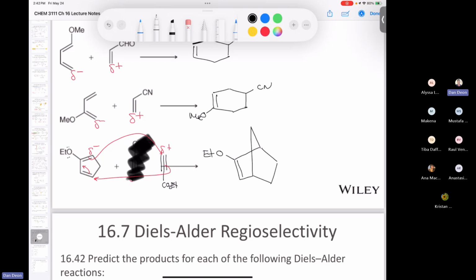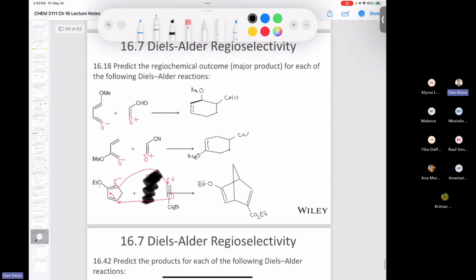And of course, our ester is going to be pointing down in the endo position because of the endo rule and that favorable interaction. Sorry, what am I talking about? There's no endo in this case. The carbon's sp2. Mr. Dion forgot about his pi bond. There we go. So there you go, my friends.